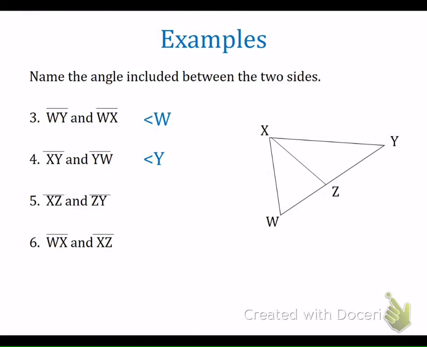Okay, next one. Segment XZ, so this guy, and ZY is this guy. Z. Now, can I say angle Z? What is in the middle? Does anyone else have any thoughts? Yes, because the Z could be two different angles, you have to specify which one it is by saying something like X, Z, Y.